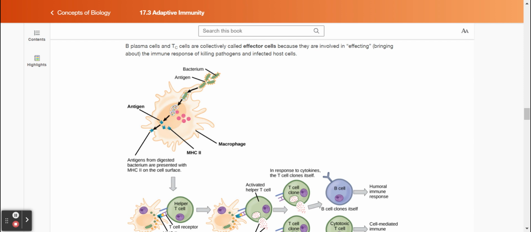B plasma cells and TC cells are collectively called effector cells because they are involved in effecting or bringing about the immune response of killing pathogens and infected host cells.